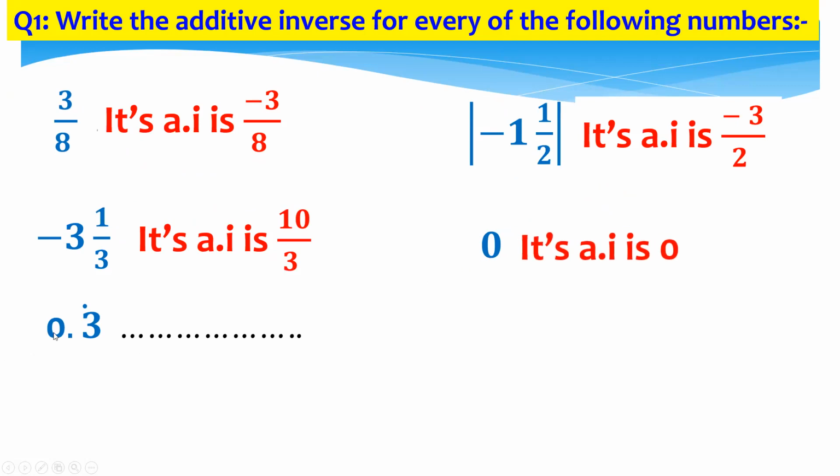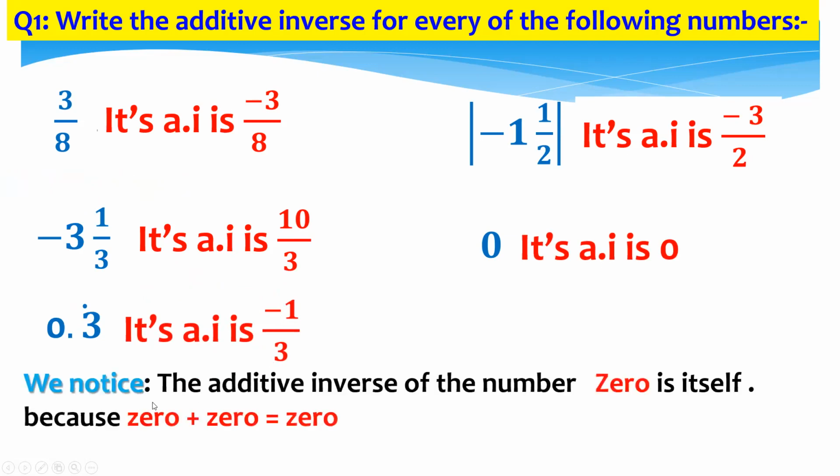Here I have 0 point 3 with a dot above. What is the meaning of the dot? The dot means a recurring number. I will write it on the calculator: 0.33333333 and press equals. The answer will be 1 over 3. I will change the sign, so it will be negative 1 over 3. We note here the additive inverse of the number 0 is itself. Why will 0 be 0? Because 0 plus 0 will be 0. I have here the additive neutral element.